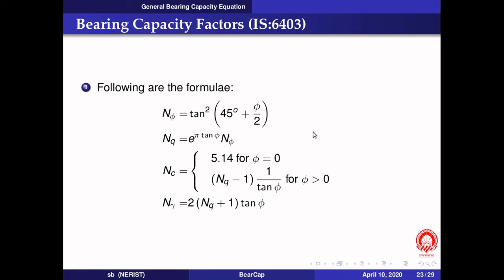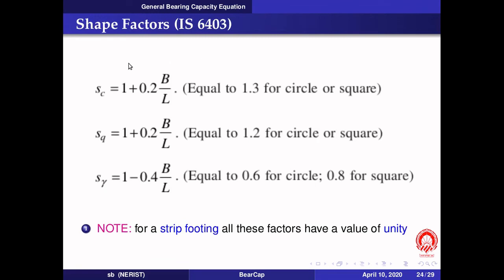Then the values of shape factors are given by IS like this. SC is 1 plus 0.2 B by L, where B is the width of a rectangular footing and L is the length of a rectangular footing. And when the footing is circle or square shape, then B and L are equal. B is the diameter of footing for a circular footing, but the value is not 1.2 but 1.3 for circle and square. These are based on Meyerhof study actually.